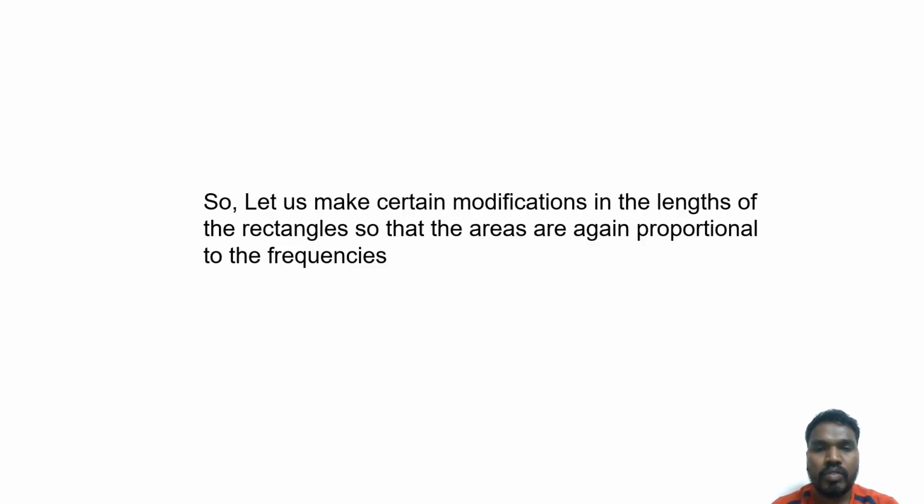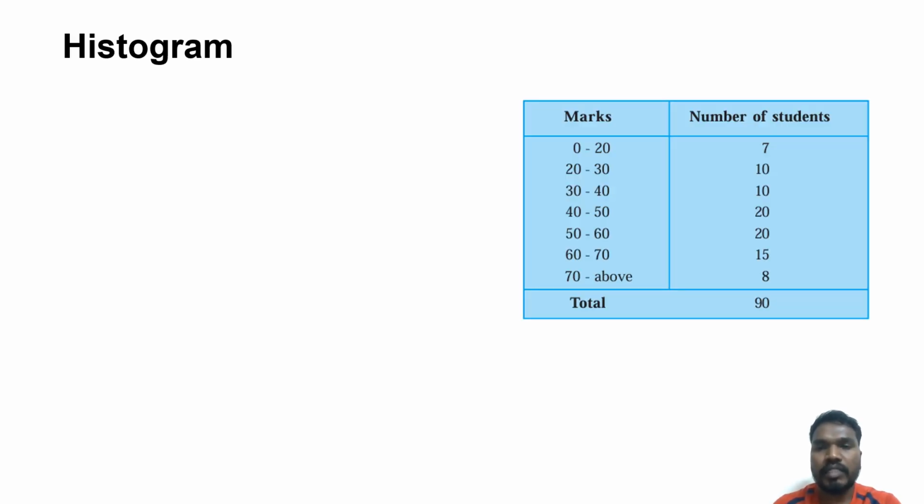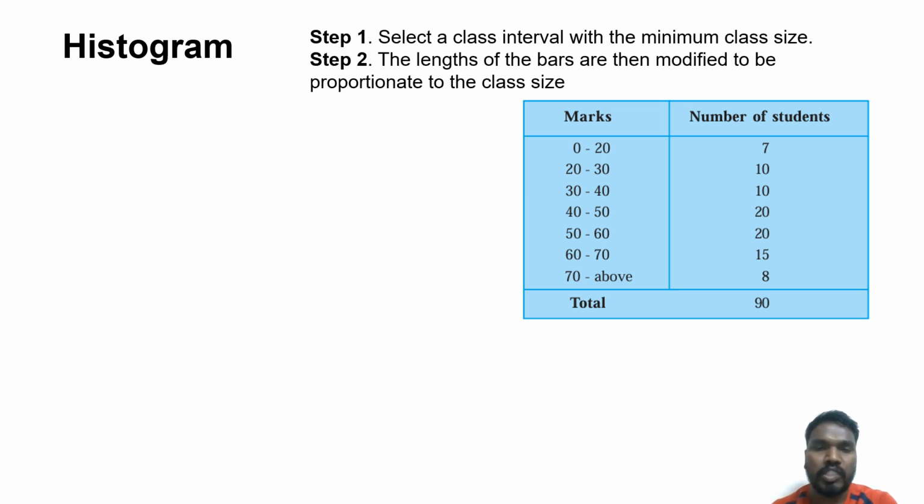Okay. So when you have this kind of scenario, we will make certain modifications in the length, that means in the frequencies, such that the areas of those rectangular bars are again proportional to the frequencies. Clear? So how will we do this? We will consider the given data. Then we have two steps.